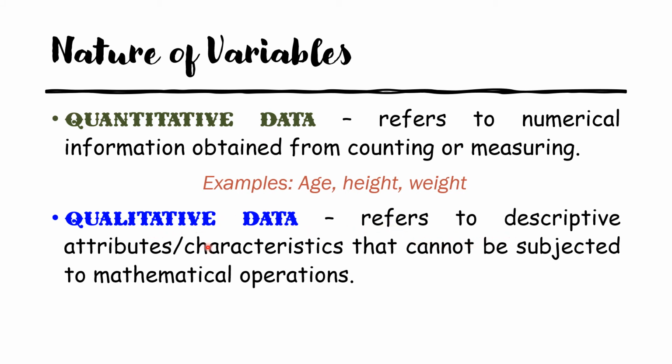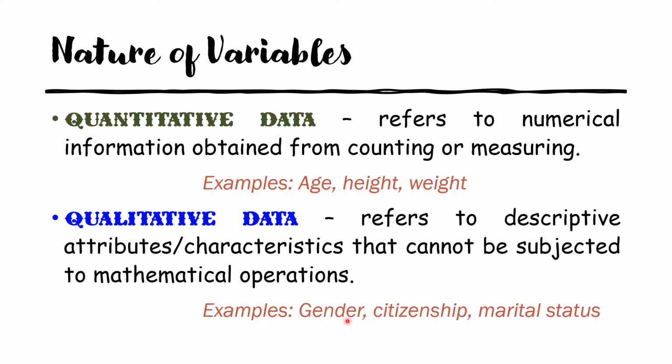Next, qualitative data. It refers to descriptive attributes or characteristics that cannot be subjected to mathematical operations. In short, it talks about description that will describe the variables, the objects, or whatsoever you're studying. Okay? So examples, we have here gender, that is male or female, citizenship, Filipino, American, Japanese, Korean, and so on and so forth. Then the marital status, we have single, married, widowed, or separated. So these are examples of qualitative data. Talks about quality, which we cannot subtract or we cannot add since it's just about description. So these two are the nature of variables. Okay.